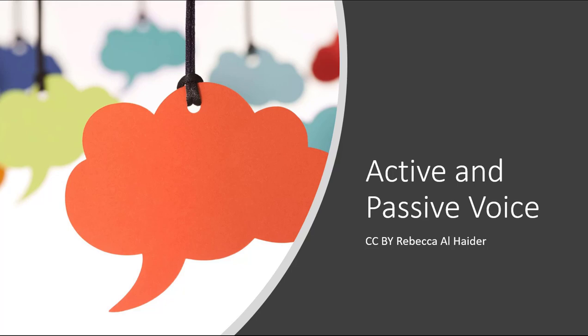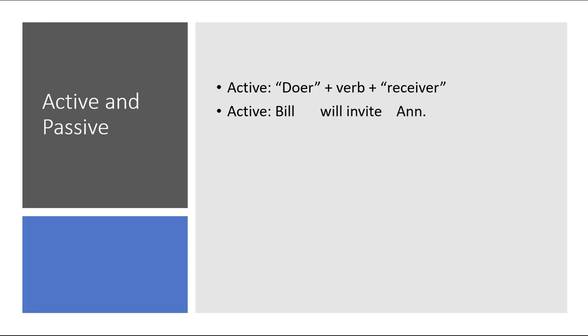This lesson will cover active and passive voice. Sentences are considered active when the subject, which can also be called the doer or performer, is before the verb, and the direct object, or what's called the receiver, is after the verb. The example reads, Bill will invite Anne. Bill is the performer of the verb will invite, and Anne is the receiver because she is receiving the invitation.